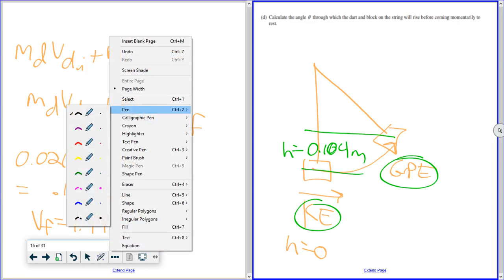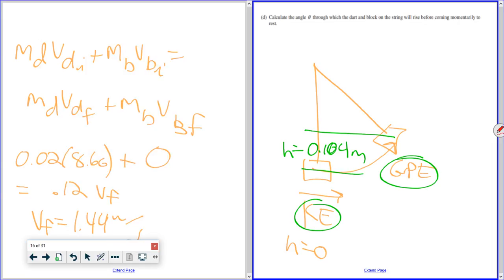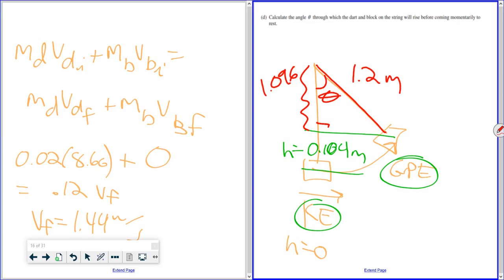So I know that this guy here is 1.2 meters. Since this whole orange thing is 1.2 meters, that means that this must be 1.2 minus the 0.104, right? So that's 1.096. And now I can use a little bit of trigonometry and find that angle, since this is the right angle. And it turns out I got 24 degrees. I didn't even check my answer against the thing. I didn't get a chance.